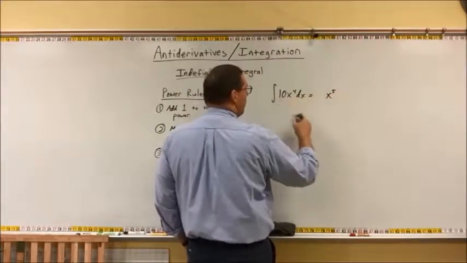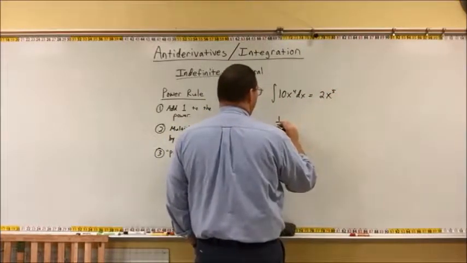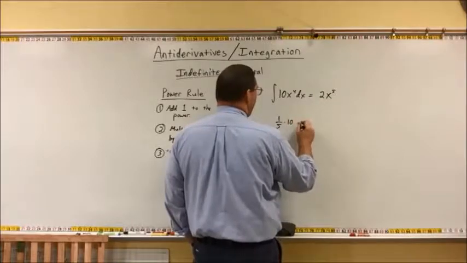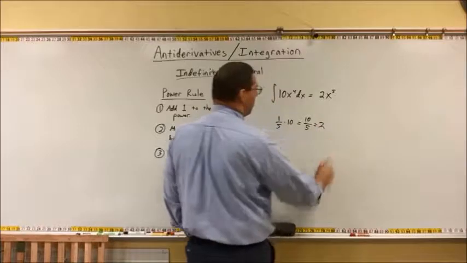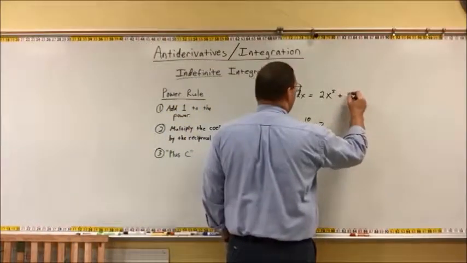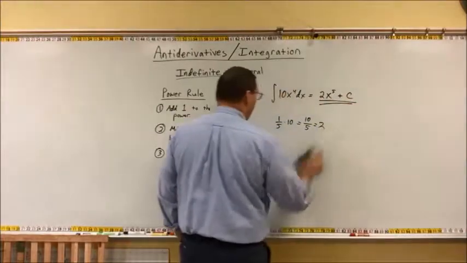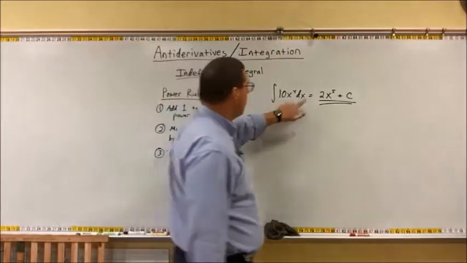Well, what's 1/5 of 10? 1/5 of 10 is 2. 1/5 times 10 basically comes out to be 10 divided by 5, and that is 2. And so then we put on a plus c, and there is our antiderivative. And so the antiderivative of 10x to the 4th is 2x to the 5th.